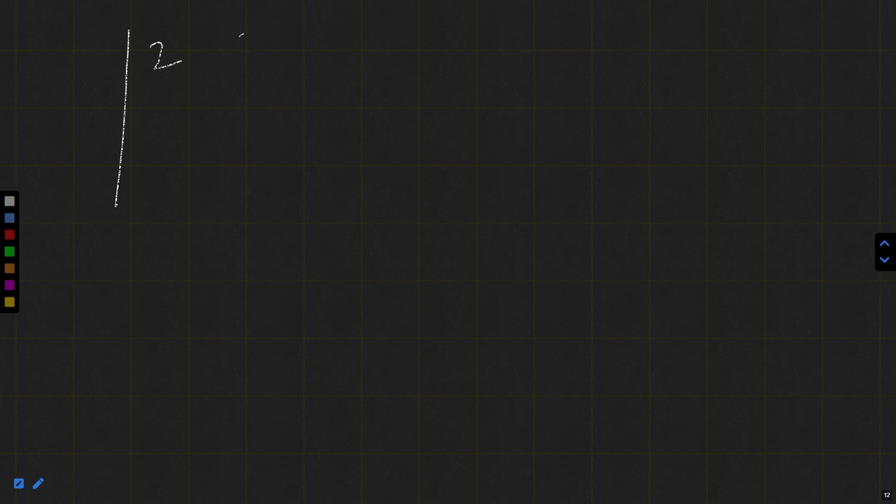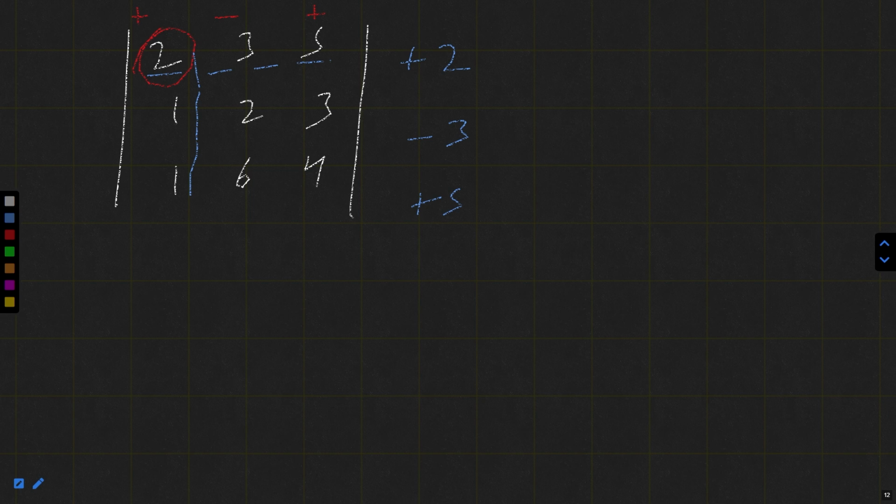Say 2, 3, 5, 1, 2, 3, 1, 6, 8. Or let me use just lower numbers. Okay, now just use, sorry, plus, minus, plus, write these. So write these plus 2, minus 3, plus 5. Now remove this row and this column. For this you will only be left with, so 4 times 2, 8, 18, so 18.